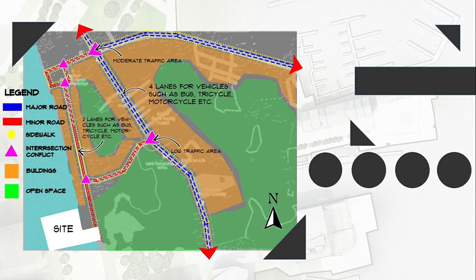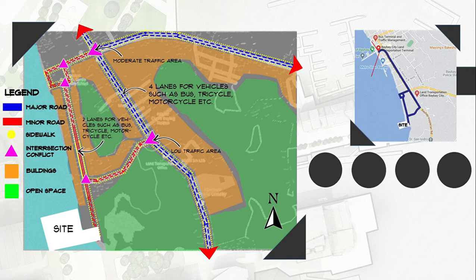The red lines, which are shorter and inconsistent in length, are the minor road. It is also used by the same vehicles running through the major road, but the minor road has only 2 lanes. The yellow dot is the sidewalk. The pink arrows denote intersection conflicts and determine different levels of traffic. The big pink arrow located near north signals a low traffic area, while the other big pink arrow signals a moderate traffic area. The orange part connotes buildings, while the green areas are the open space.